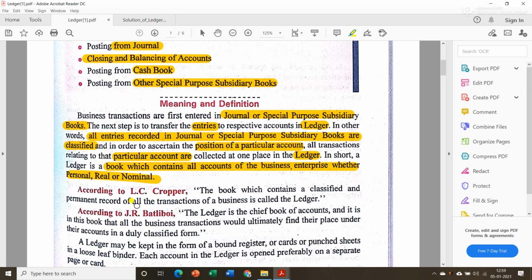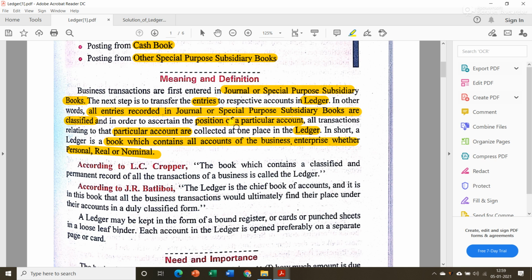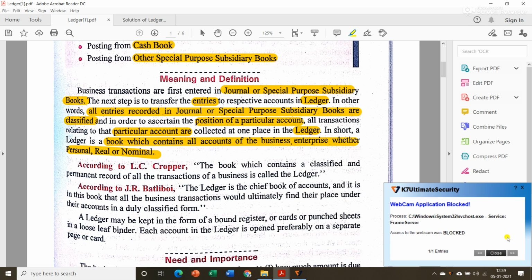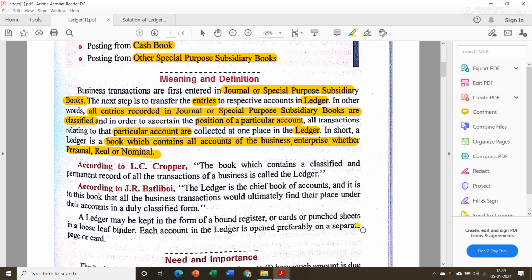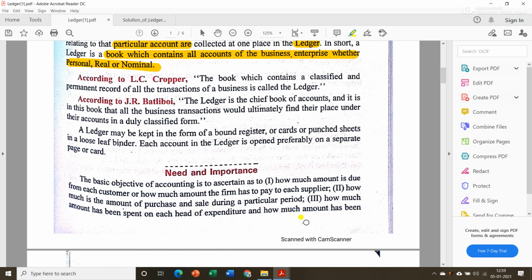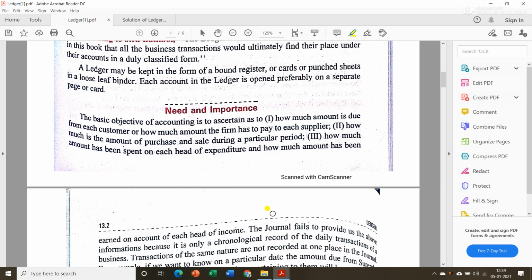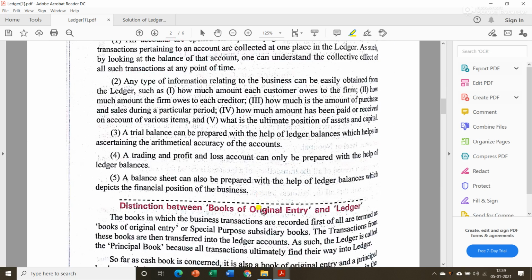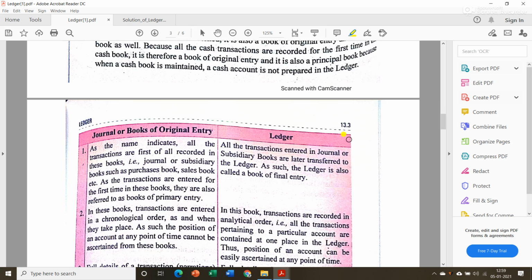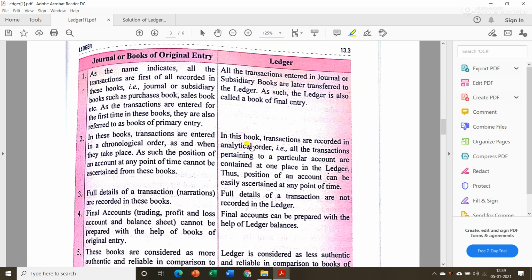Now there are two definitions given by L.C. Cropper and J.R. Batliboi. You can read and you can learn them by heart, but if possible you try to compose your own logical definition of ledger. Okay, just composing a definition by yourself is not enough if it doesn't give any meaning. So your definition or your composed answer should have logical meaning as well. Now need and importance of ledger, then advantages of ledger, distinction between journal and ledger. It is very easy, you can give it a reading.